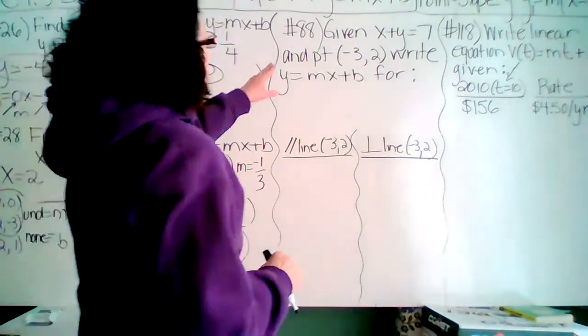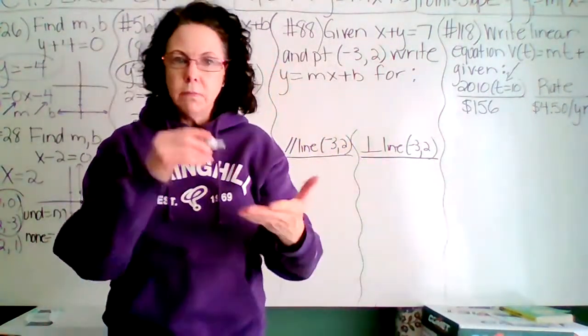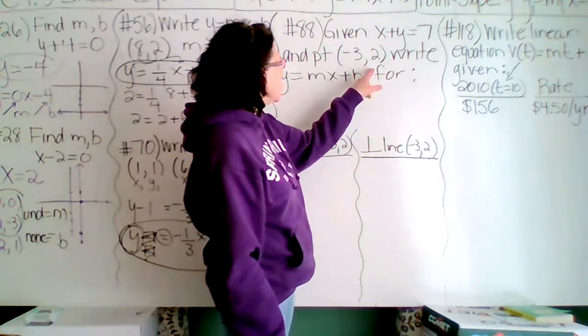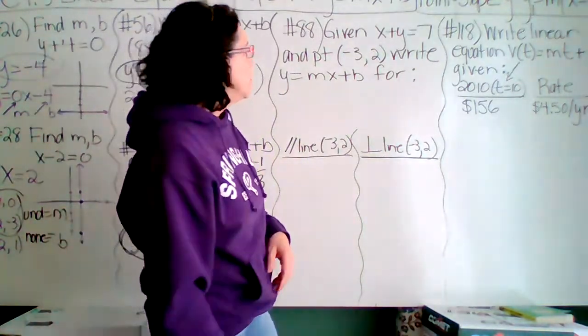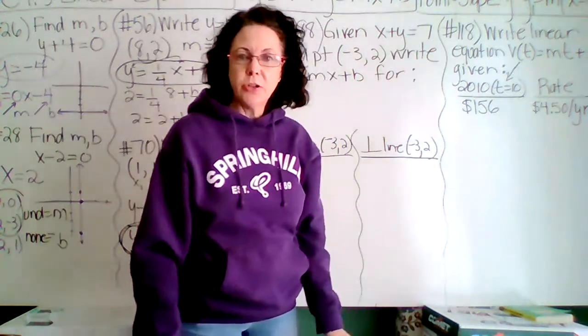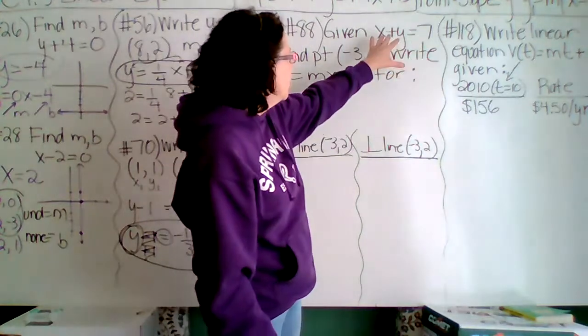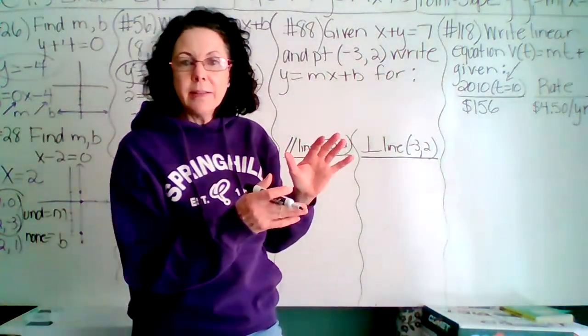Okay, for the end here. All right, given this line, x plus y equals 7, and you could graph that line, right? There's a lot you could do with it. And this point, negative 3, 2. Now, notice, first of all, this point, negative 3, 2, does not make that equation true. This point is not on this line. If you graph this line and this point, you would see that they're not on the same line.